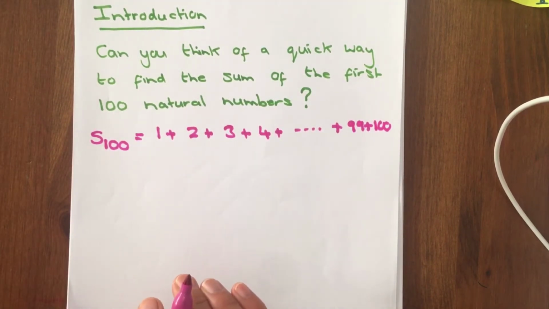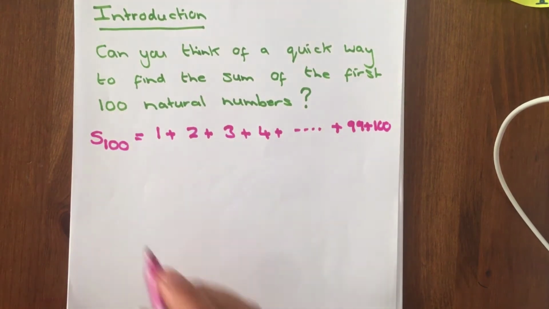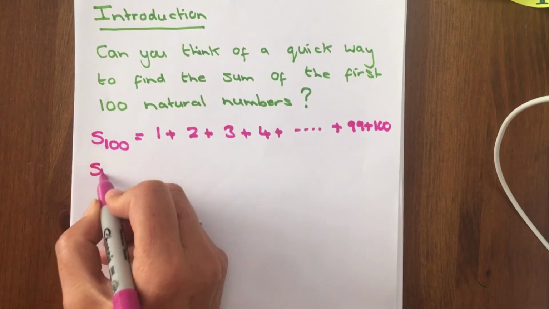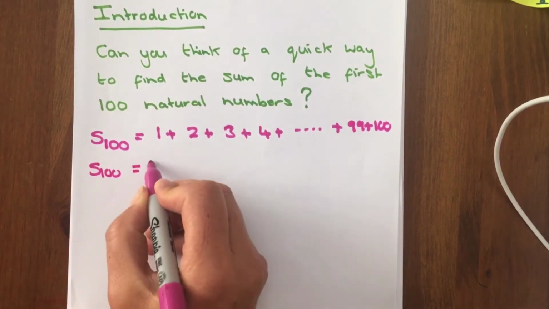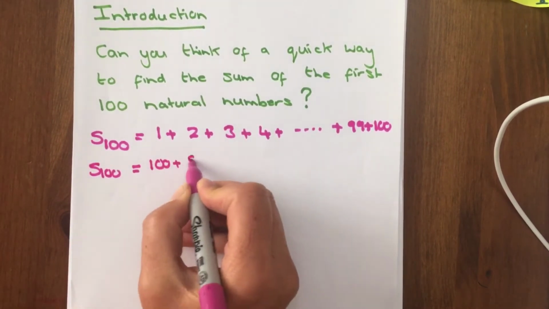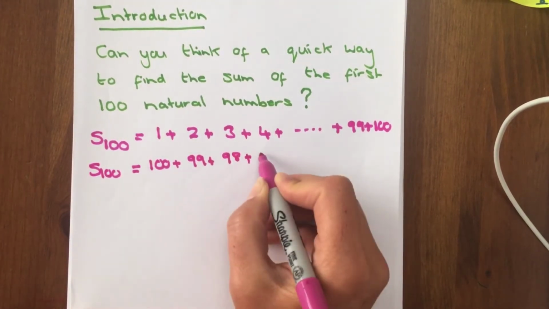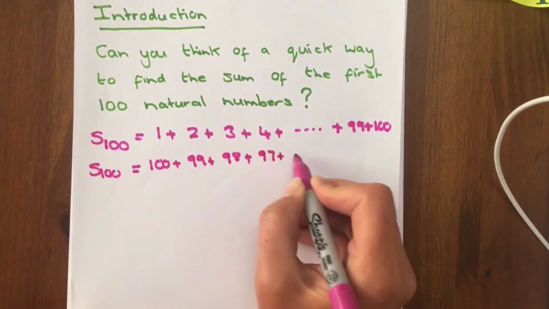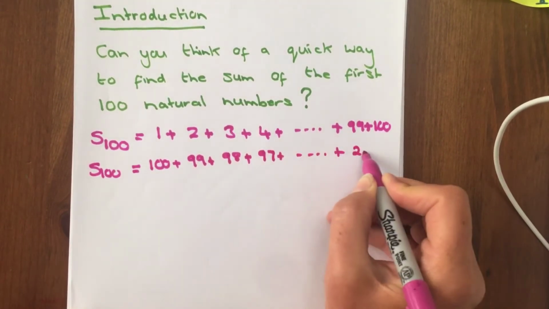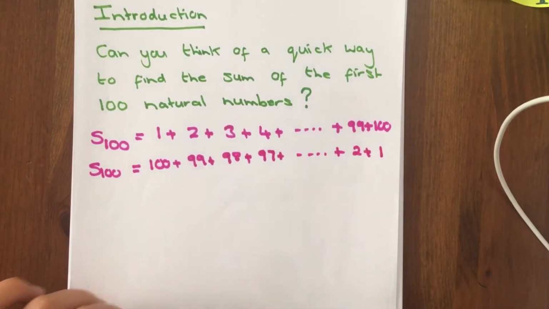Now, this was given to a child of about 6 years old, a long time ago, and they came up with the answer within seconds, and this is what they did. What they did is they wrote the sequence backwards underneath. Now, some of you might now see what a quick way is.